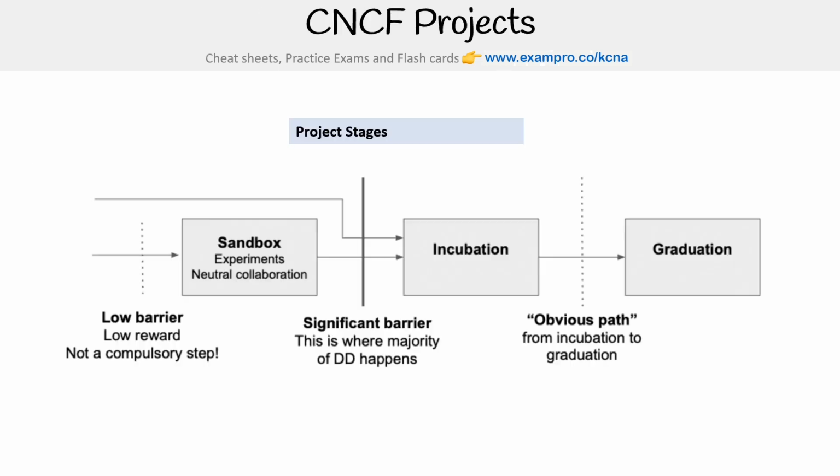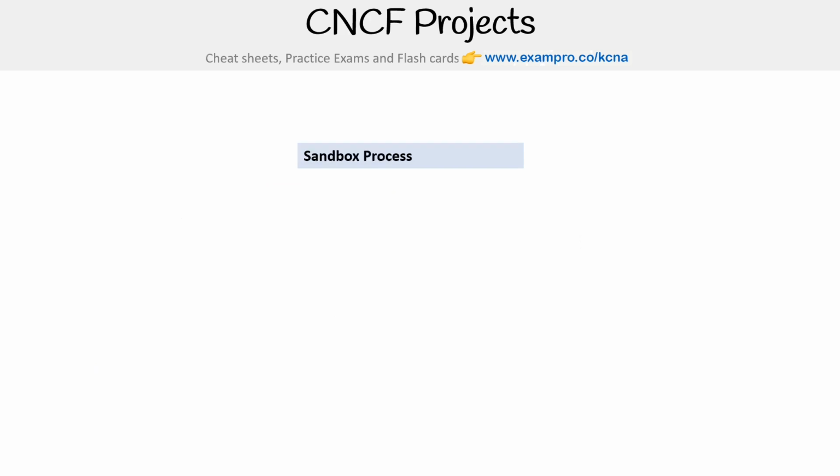So here I have project stages, and this is from the documentation for CNCF projects right from their website. So the idea is we have a sandbox. These are experimental neutral collaborations, and here they're suggesting they're low barrier, low reward, and so you might not want to adopt them. Then they have this significant barrier. This is where the majority of development happens, I think that's what they're saying there. And then from incubation, they say the obvious path, so incubation to graduation. Not a lot of descriptions around this stuff, but you get an idea where things are flowing, and that some things just completely skip over the sandbox section and go straight to incubation.